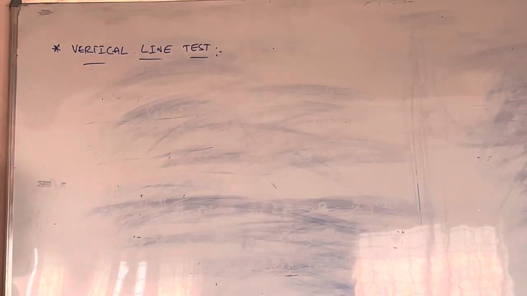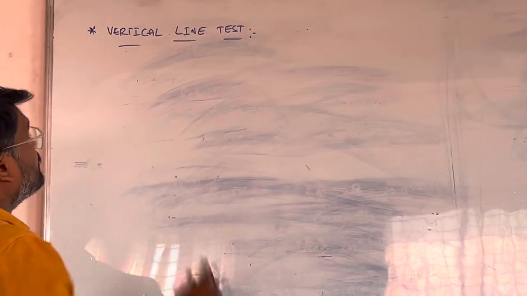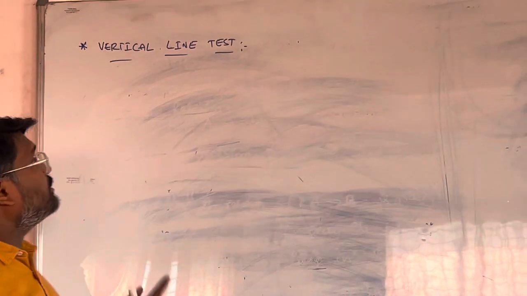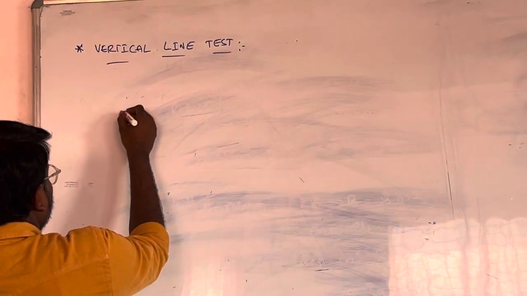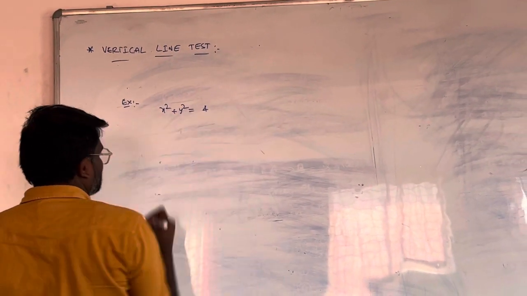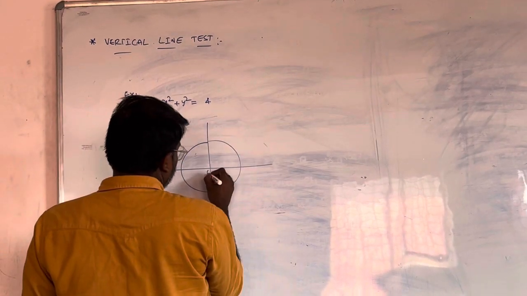This vertical line test is preferred when you know the graph of the given curve. Now, how do I determine whether a given curve is a function or not using the vertical line test? It's very simple. Again, I'll take one example. We'll take one circle whose center is 0, 0 and radius 2 units.